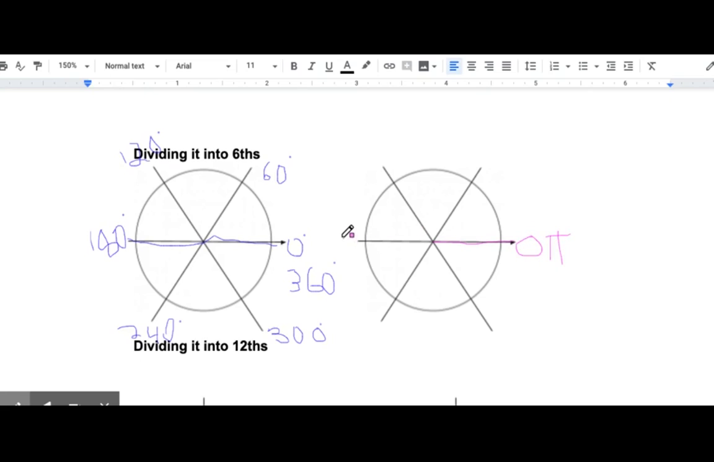Note that if this is 1 pi on top, then it's going to divide into 1, 2, 3 pieces. So this is pi over 3. So pi over 3 is the same thing as 60 degrees. Another one would be 2 pi over 3s. Another one would be 3 pi over 3s, but 3 over 3 is just pi.